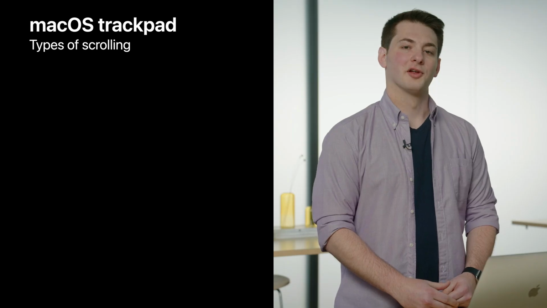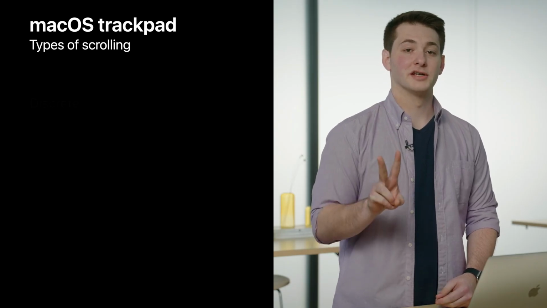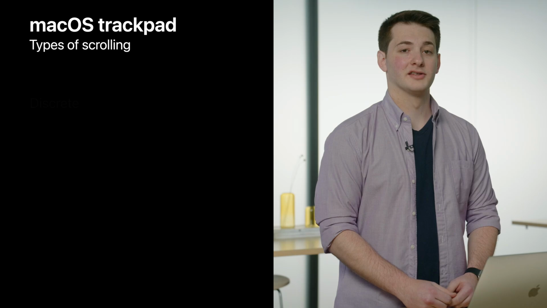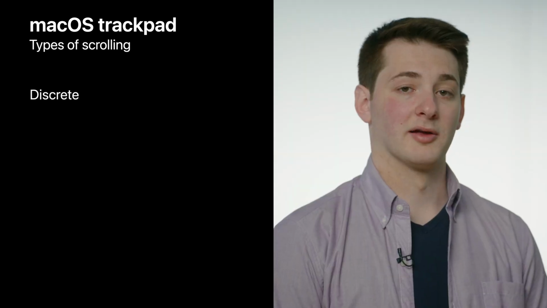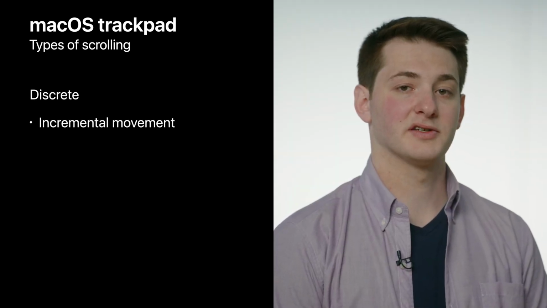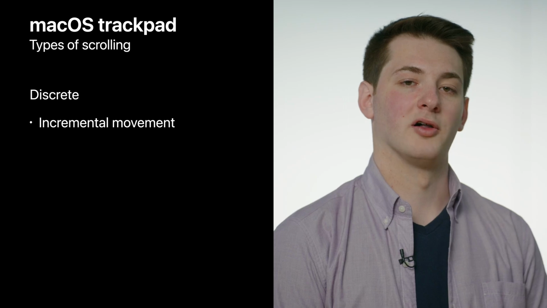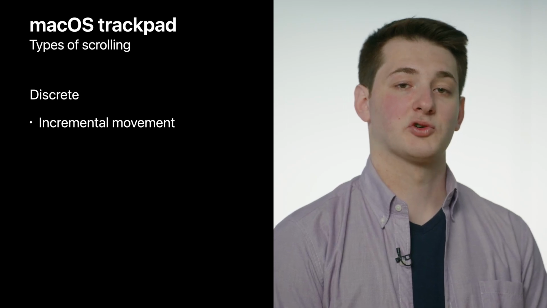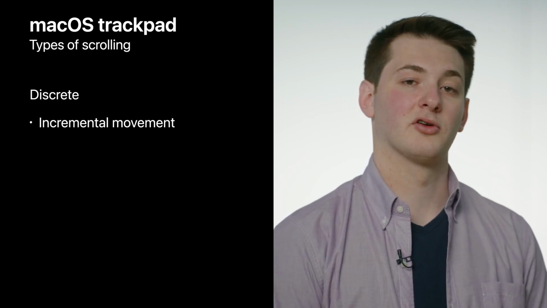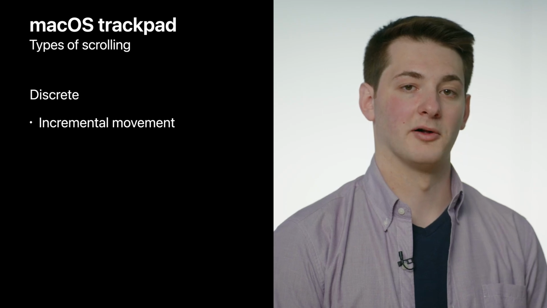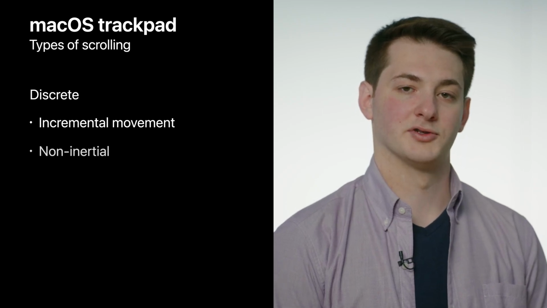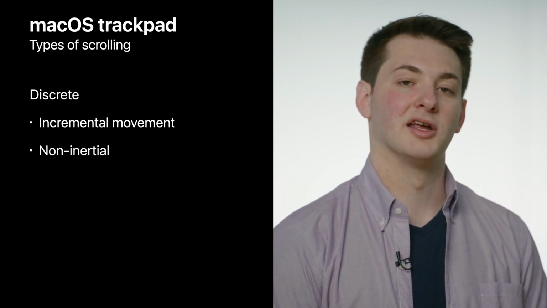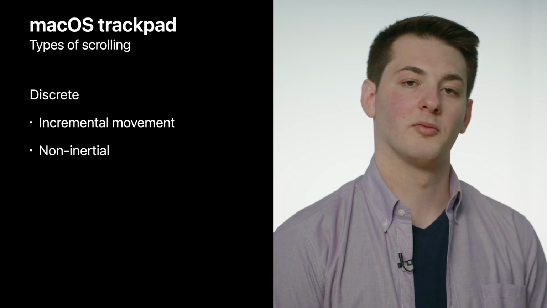Finally, let's talk about the macOS trackpad. More specifically, let's focus on scrolling. Scrolling can be broken down into 2 different categories: discrete and continuous. Discrete scrolling has precise incremental movement. Think about rotating the scroll wheel on a physical mouse. The on-screen content moves in uniform increments for each tick on the scroll wheel, and the movement is non-inertial, meaning it stops moving immediately when you stop rotating the scroll wheel.